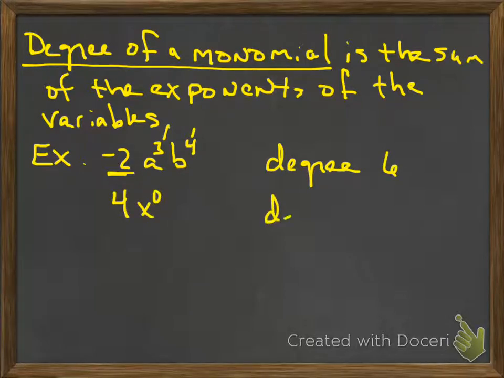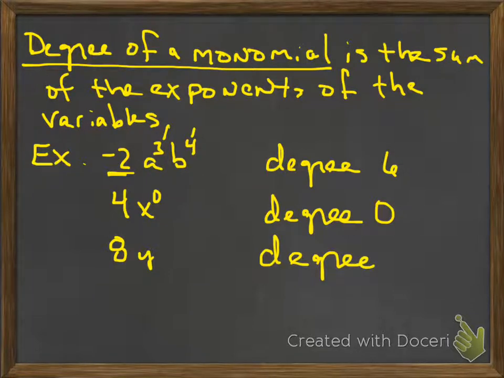Here's another example. What if I just gave you 4? Do you see a variable? No, but you could always add a variable, saying x to the 0, or any variable that you wanted. So the degree of this is 0. One more example, 8y. Do you see an exponent? No, but we always presume that if there is no exponent on a variable, then it has an exponent of 1, so the degree is 1. Again, if you have any questions, write them down so you can ask me in the next class.